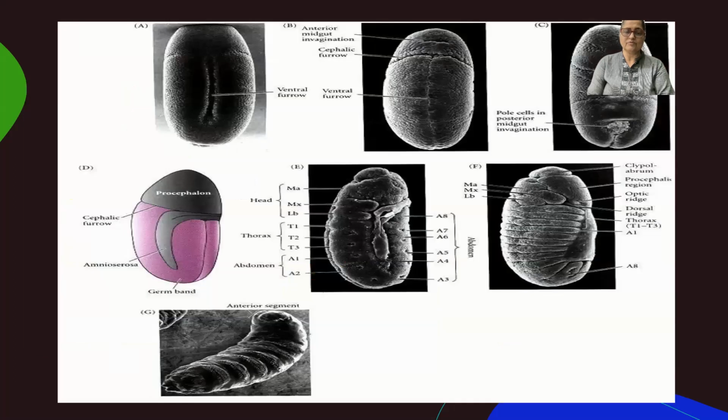So let's move to the next stage. After the 14th nuclear division, what happens? The stage of gastrulation starts. Here in this image, you can see image A.